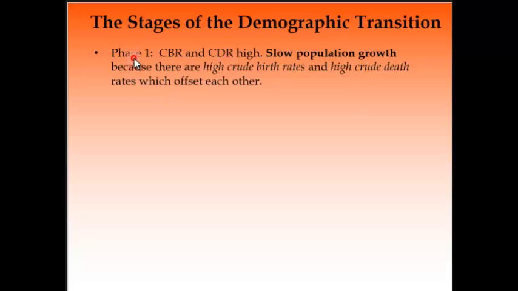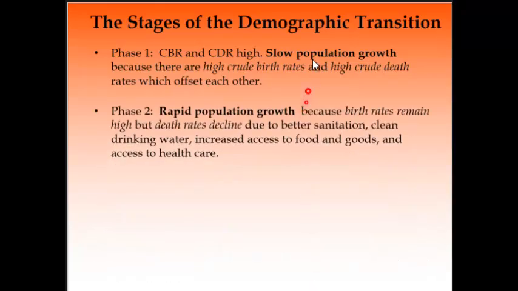So if it's phase 1, it's slow population growth. Crude birth rates and crude death rates are both high, but they're going to offset each other. That's why the population does not grow fast, because we have high birth and death rates. We go into phase 2 when we don't have as many deaths, usually because of more sanitation happening, more access to food, more health care, but our birth rates are still really high.